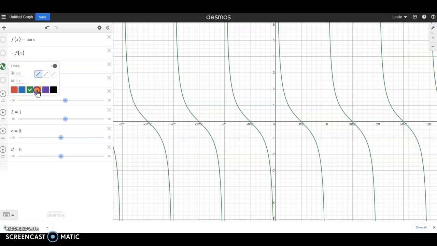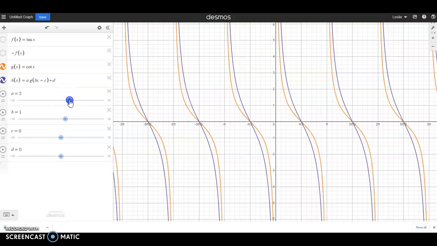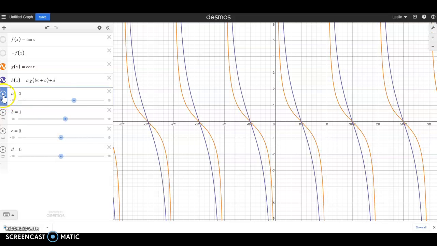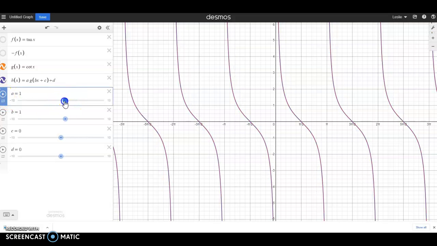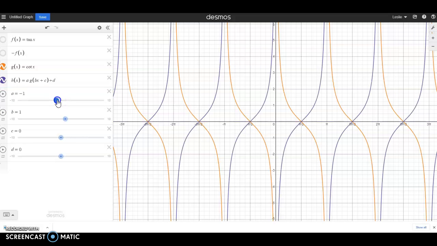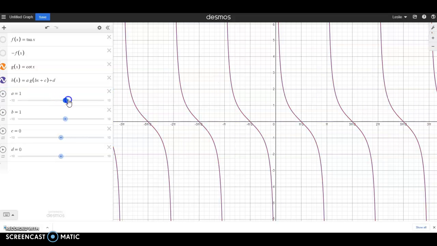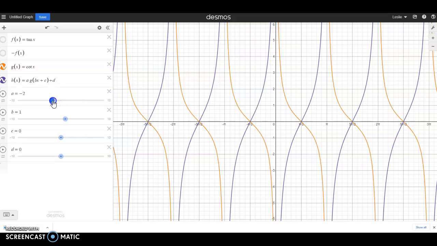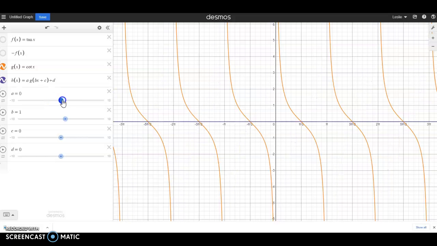I'm now going to change that one to yellow because I think it's more obvious. If I turn h of x on and off, you're getting exactly the same graph. If I change a to some number other than 1, then it changes the graph. And it does that by stretching it in the same way as tangent or sine or cosine gets stretched when you increase a, or squished, or I guess flipped if you decrease a. The same thing happens with cotangent.